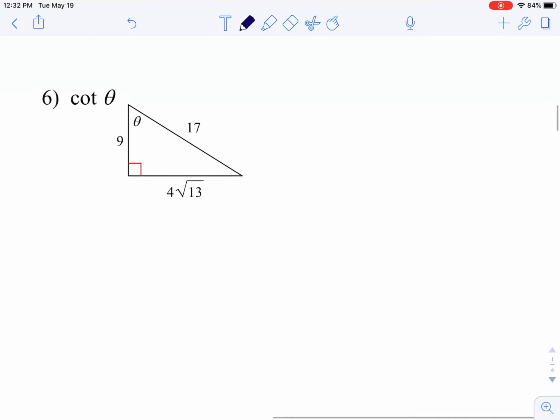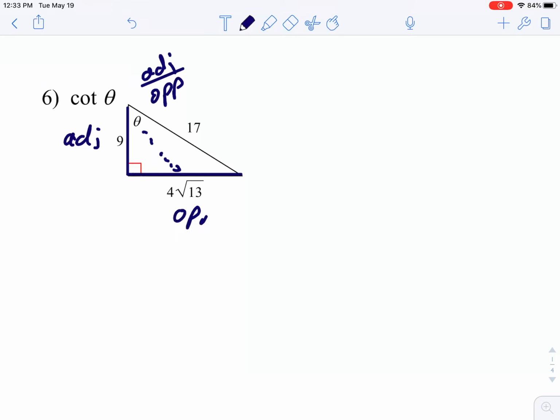All right, number 6 is another cotangent problem. Again, this is just random order. So adjacent over opposite. The adjacent to theta is here. Let me write that down. The opposite is across from theta over there. So let's make a fraction out of this. Adjacent is 9 over opposite, 4 radical 13. Nothing will simplify here. You can't cancel the 4 and the 9 or anything like that. So we just need to rationalize, get rid of the radical in the denominator.